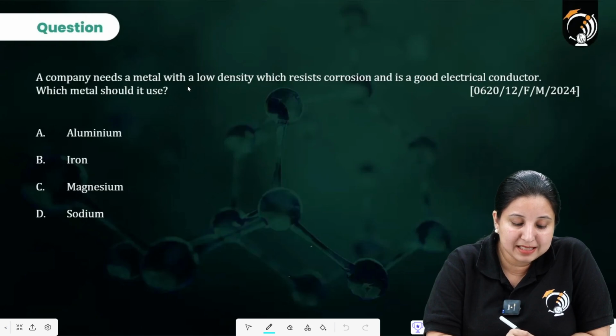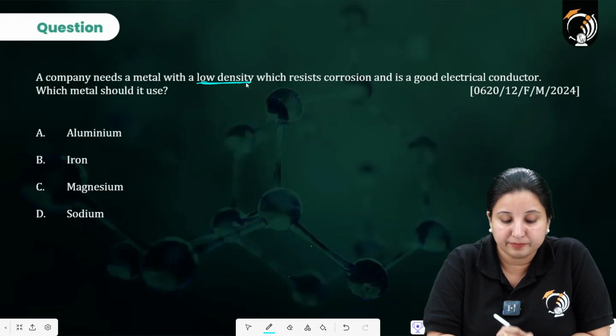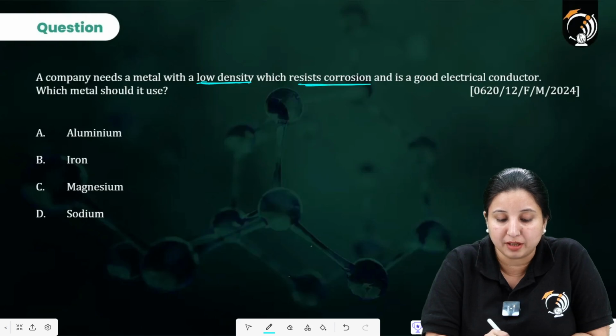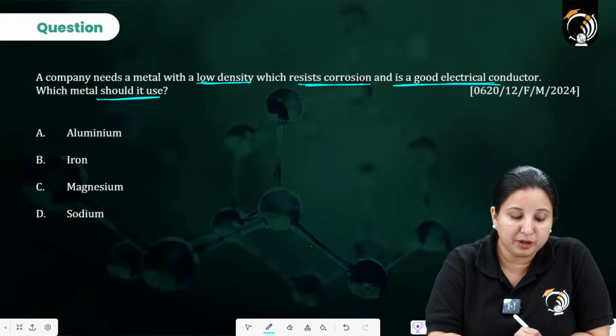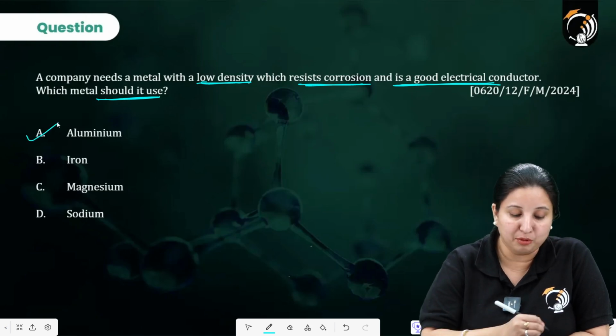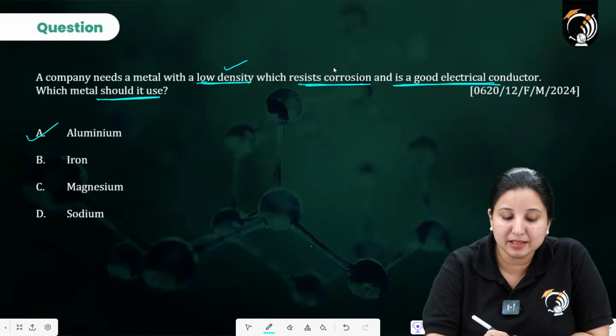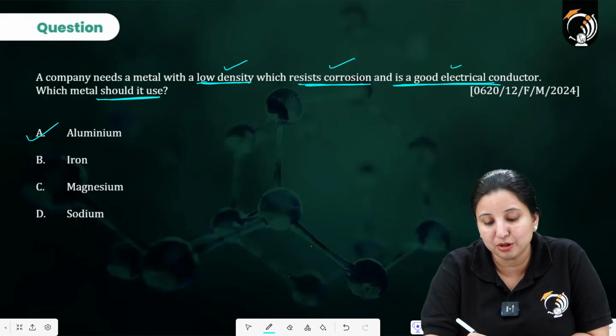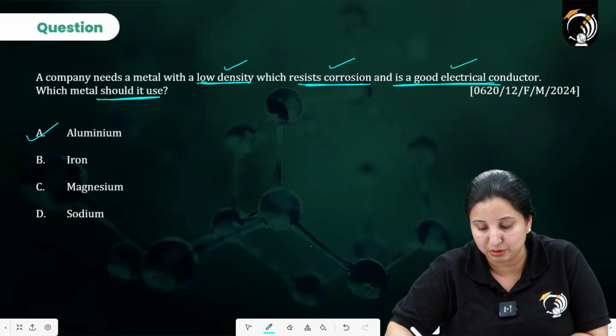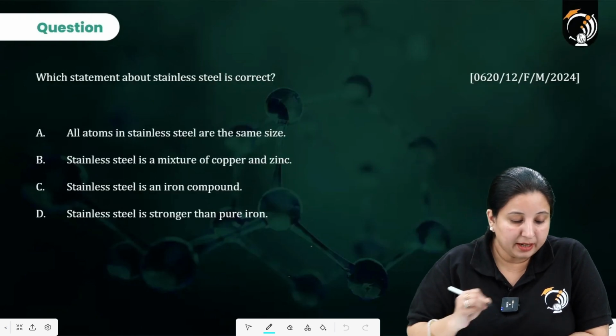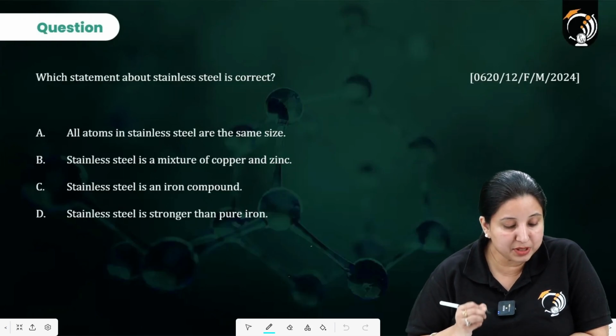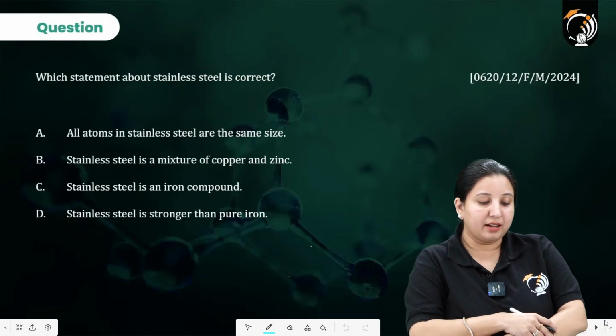A company needs a metal with a low density which resists corrosion and is a good electrical conductor. Which metal should it use? Straight away, it is aluminium. It has low density, is resistant to corrosion, and is a good electrical conductor. Okay. Next question says, which statement about stainless steel is correct?